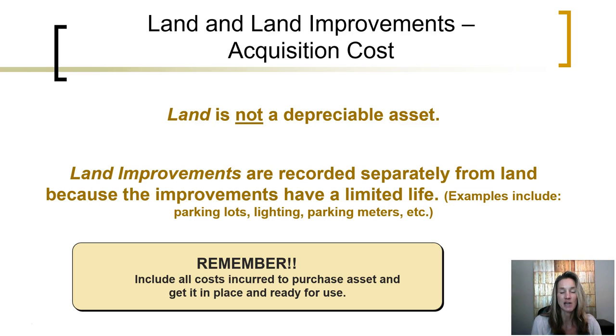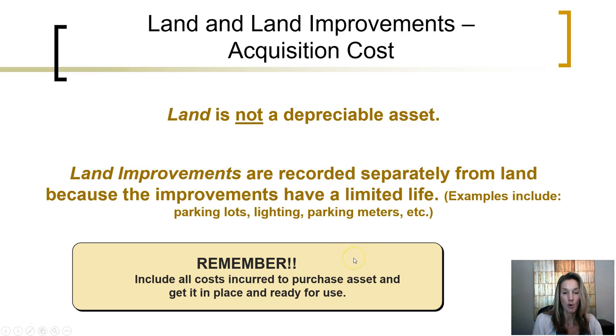And because land is not depreciable, we have to keep track of it and account for it as a separate asset from any land improvements that, even though they may be intended to be permanently on the land, do have a limited life. For example, parking lots or lighting or parking meters, these type of things that are added to the land need to be recorded as a separate asset, and that asset is called land improvements.